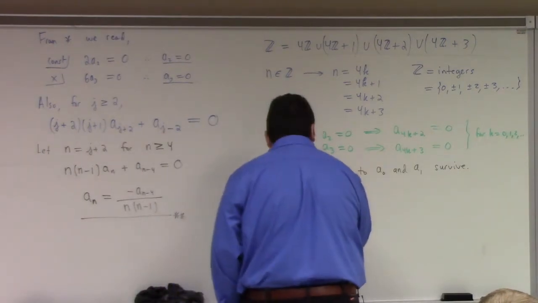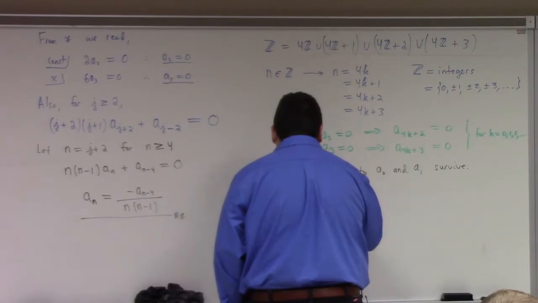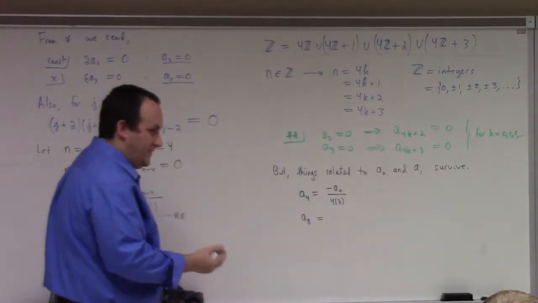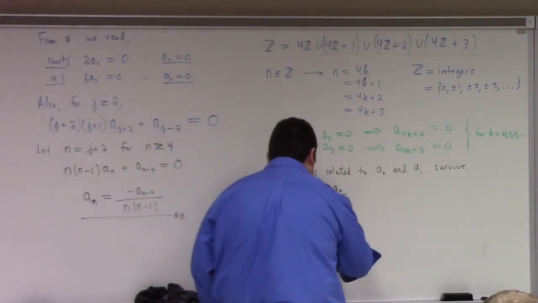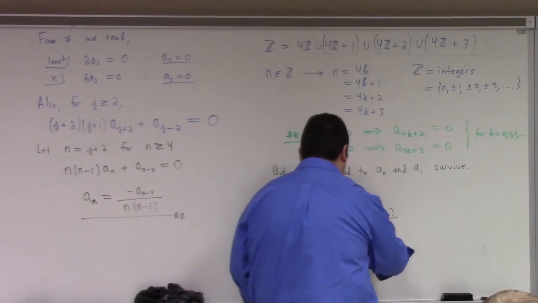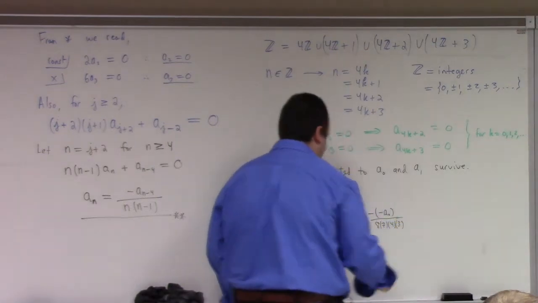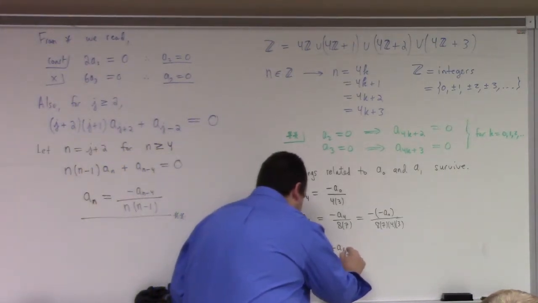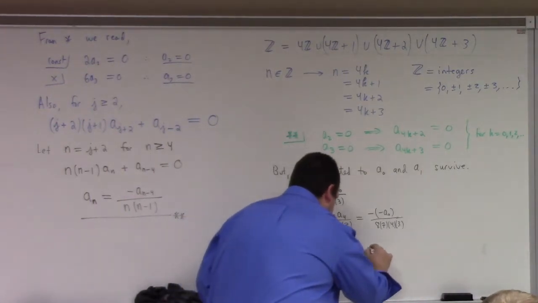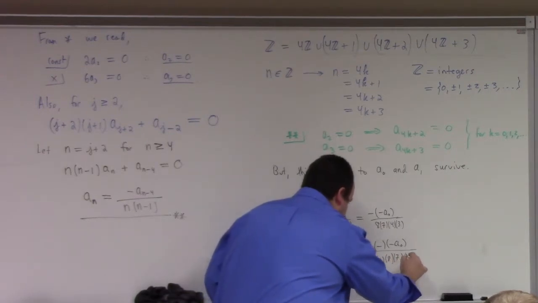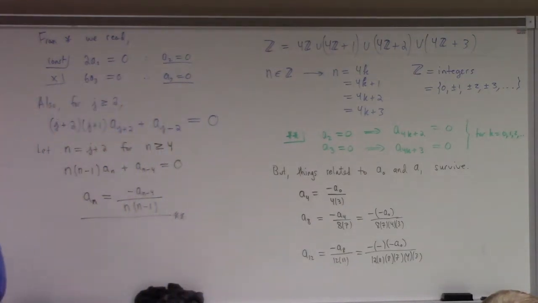In particular, we can look at a sub 4 is equal to minus a sub naught over what? 4 times 3. A sub 8 is what? A sub 8 by star star is minus a sub 4 over 8 times 7, right? But then that's equal to minus a sub naught over 8 times 7 times 4 times 3, right? A sub 12 is minus a sub 8 over 12 times 11, which is minus a sub naught over 12 times 11 times 8 times 7 times 4 times 3. Right? And this pattern continues.